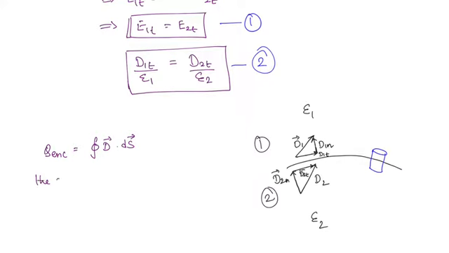The contribution due to the sides will be 0, or they will vanish. So only the top and bottom surface will be present.